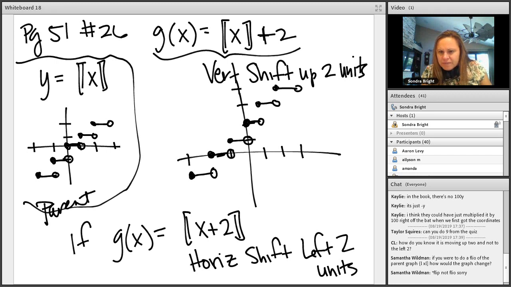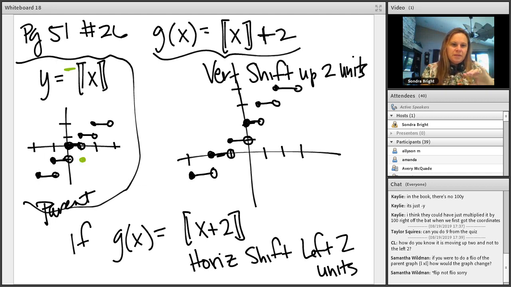If you were to do a flip of the parent graph, how would the graph change? It would be a reflection across the x-axis. So if you can imagine flipping this upside down, I'll do it in a different color because I really don't want to have to redraw all of this stuff. So if it was a y equals negative, you would do a reflection across the x-axis, and so it's still, just make sure this would be a flip.